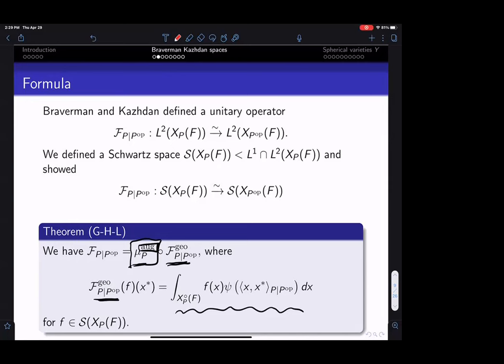You mean this normalizing factor, the value doesn't depend on the order? Okay. All right. Any other questions? All right, let's thank the speaker.